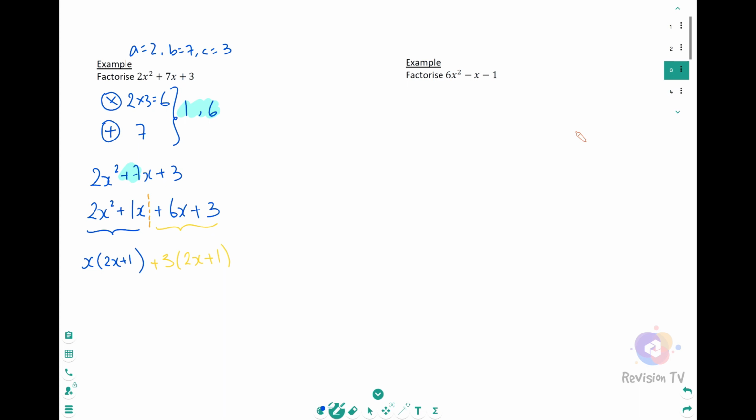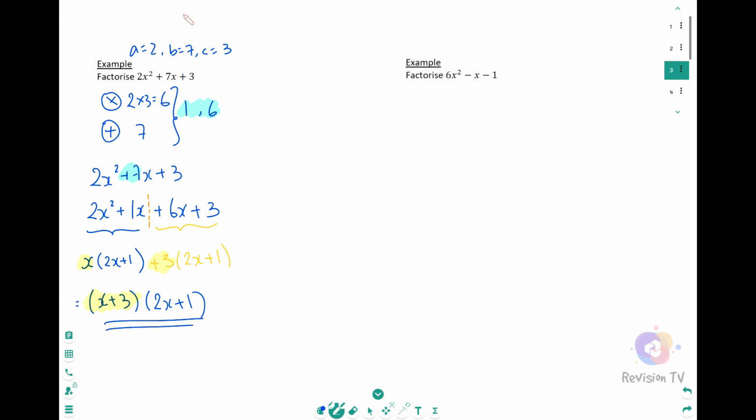Once you've got that, you can assemble them together. So you can put the x and the plus 3 together, which gives x plus 3. I'm going to color code it. And then the 2x plus 1 as the second bracket. And that will be the answer.